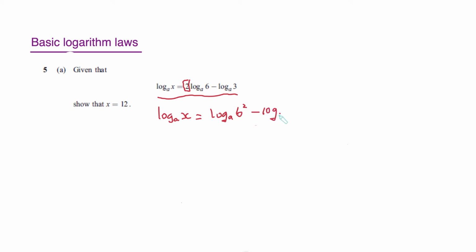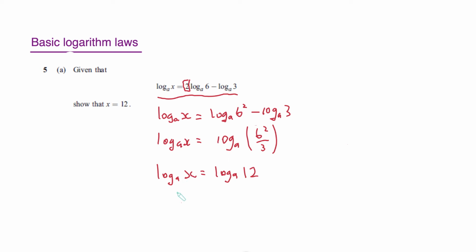and everything else I've just copied down. Then again you just copy the left-hand side, and now you have a logarithm subtract another logarithm. So we know from our log laws that that can be written as a division. And then you just go and actually calculate 6 squared divided by 3. So 6 squared is 36, divided by 3 is 12. And when you get to here, it looks a bit as if I'm cheating a little bit, but you can just cancel out this log A and log A.